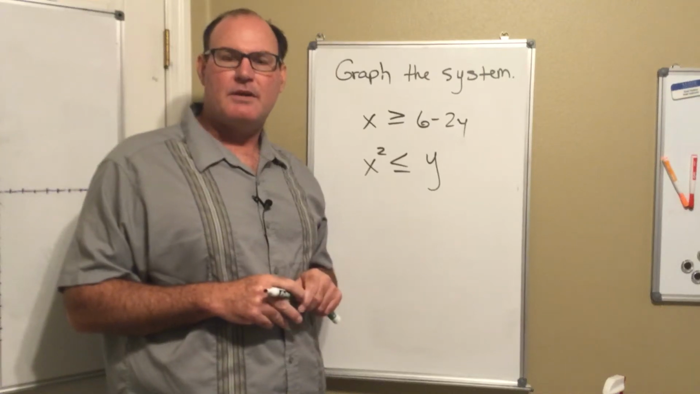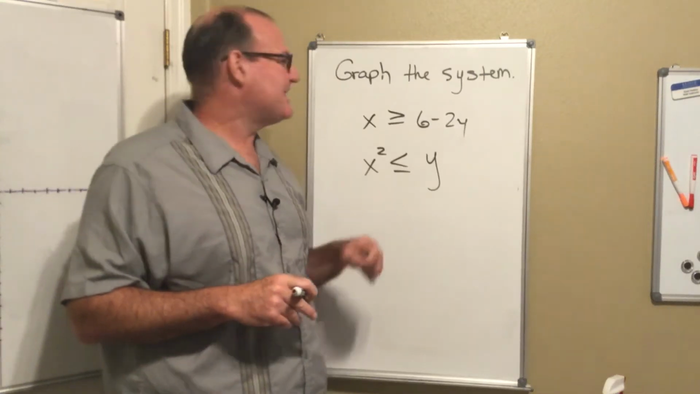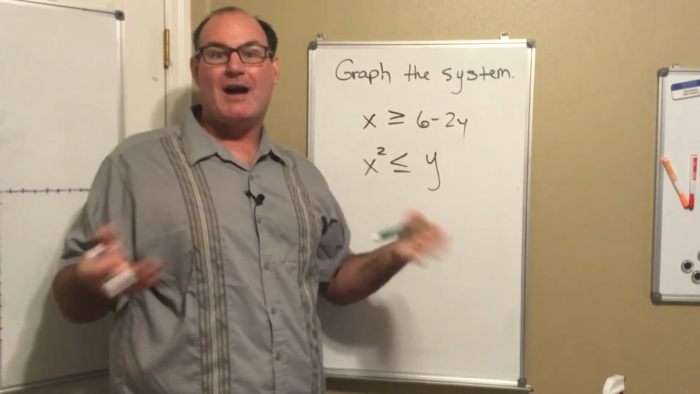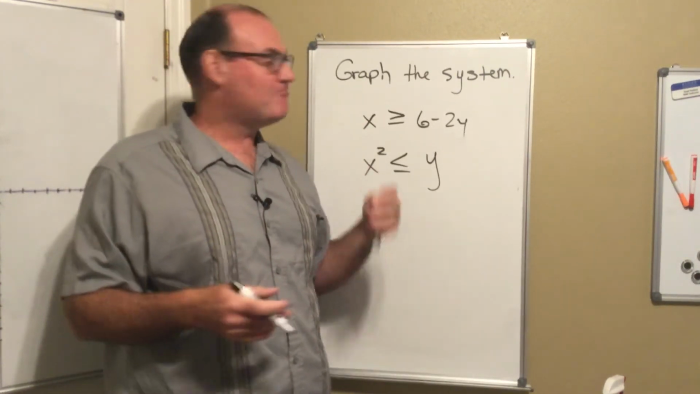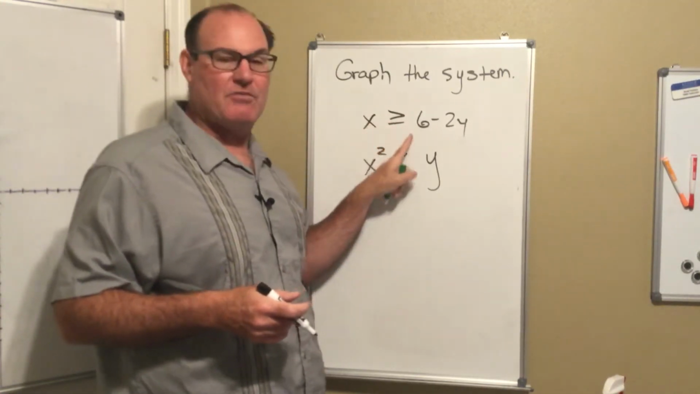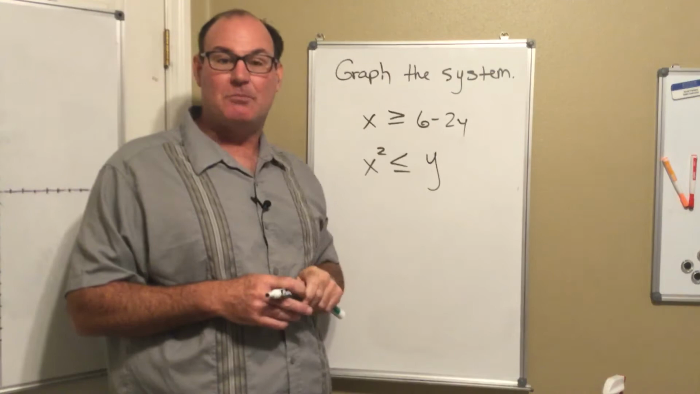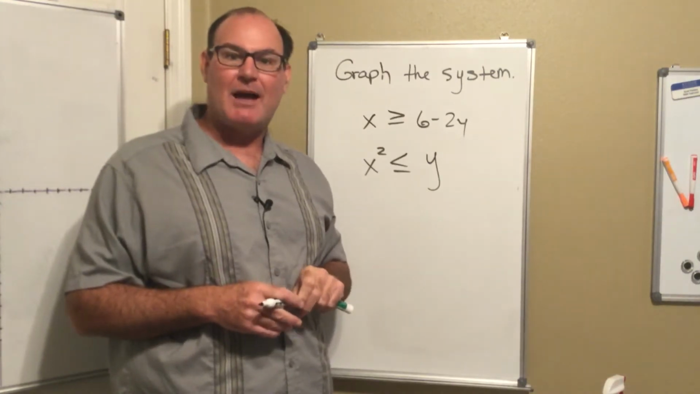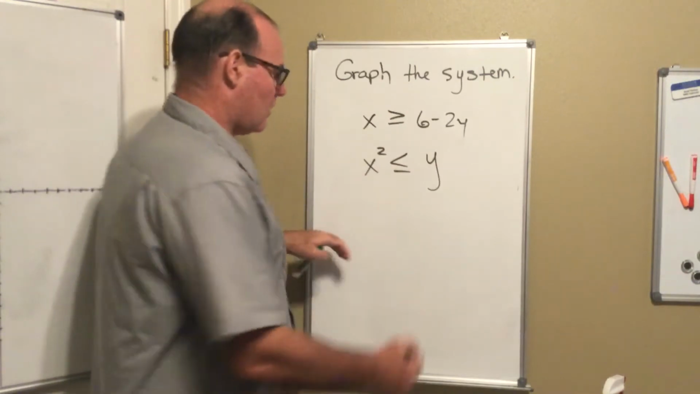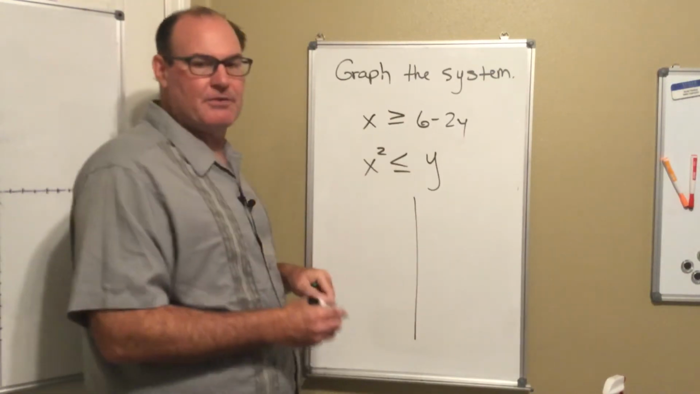All right, so another example from graphing inequalities. This time we are going to graph a system of inequalities. Once you can graph a single inequality, this is really no different except that we're going to graph both of these on the same Cartesian plane, and then we're going to identify what the solution set is that satisfies both.